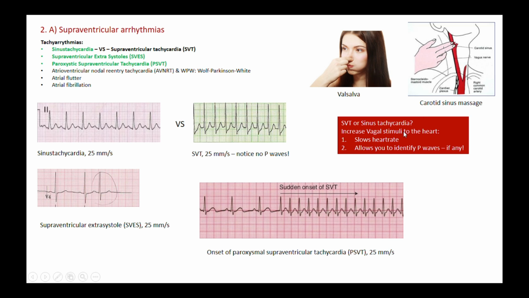And what this does is that it slows the heart rate, so it will space out the interval between the R waves, and this will allow you to identify eventual P waves, of course, if there are any. So if you do these maneuvers and there are no P waves, but still rather rapid, repeating, regularly spaced R waves, you have a supraventricular tachycardia.